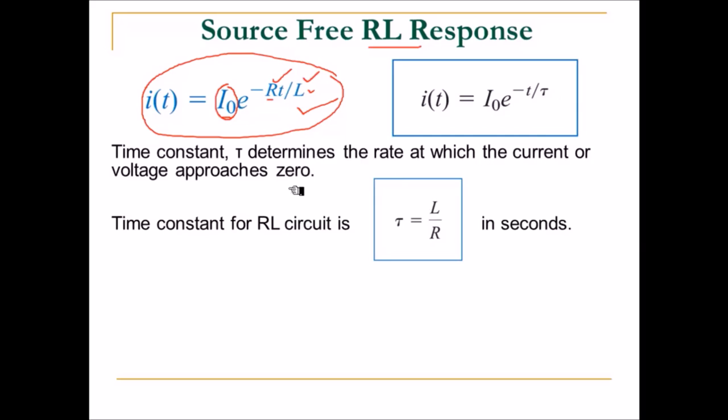Please understand that if you consider only one resistor and inductor, then you will have R and L. If you have multiple resistors and multiple inductors in the circuit, then R should be replaced by R equivalent and L should be replaced by L equivalent. That's all.